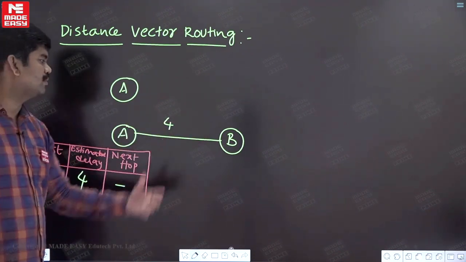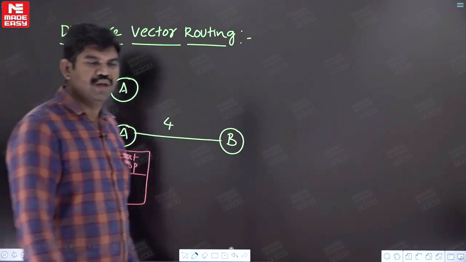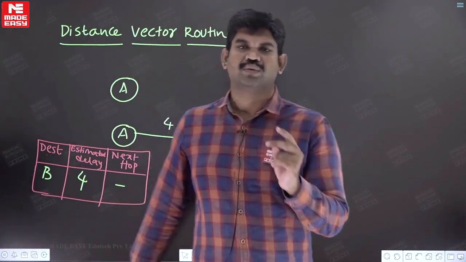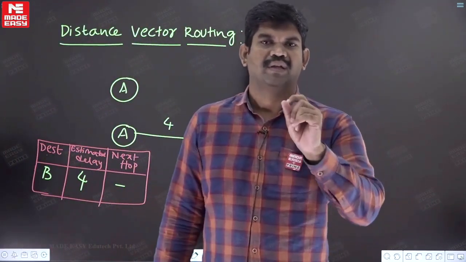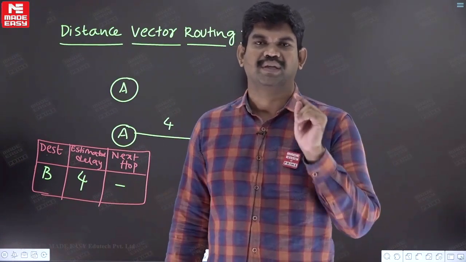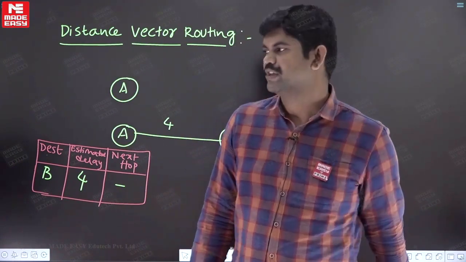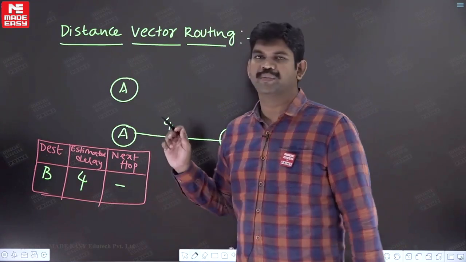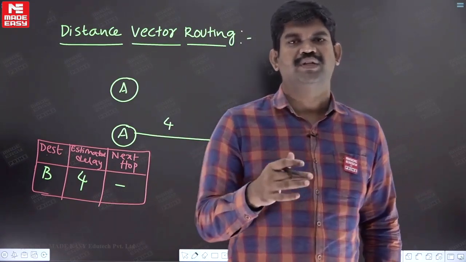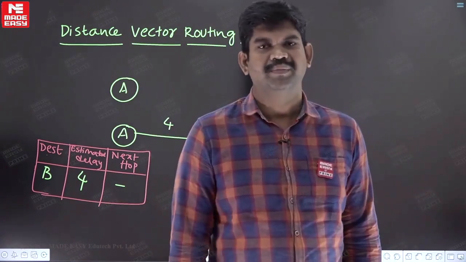The same thing will happen to B also. So what have we said? I have told you two statements. Initially, the routing table of a router is empty. Second statement: every router will know the information of directly connected routers.